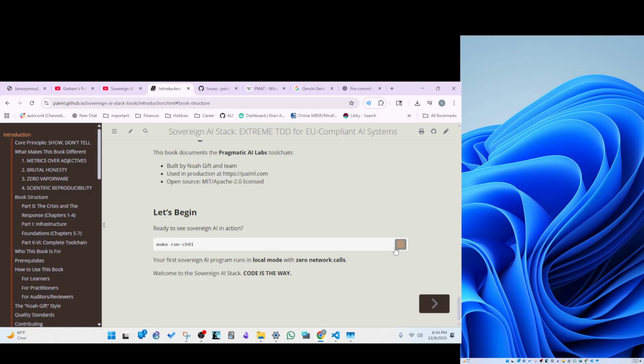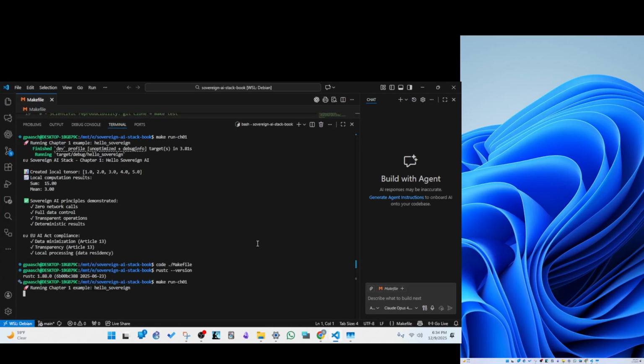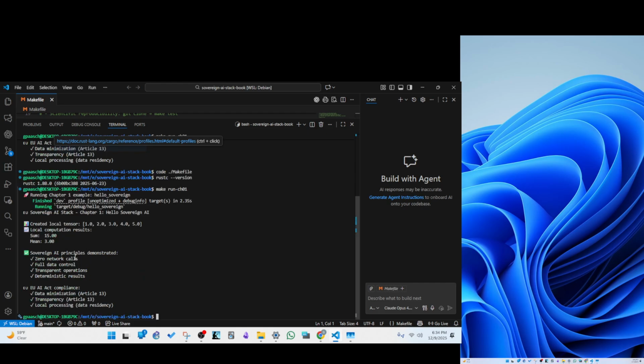So let's begin. Ready to see it in action? Yeah, so your first sovereign AI program runs in local mode with zero network calls. Welcome to the sovereign AI stack. Code is the way. So let's do it like this. We're going to run this again, and we just saw it run up there. So finished running it there. Hello, sovereign. So it created a local tensor so the computation results are here. Sovereign AI principles demonstrated: zero network calls, full data control.